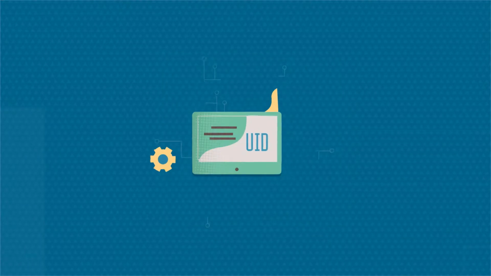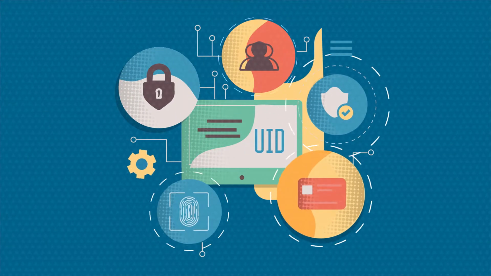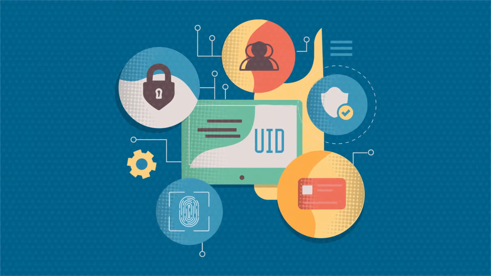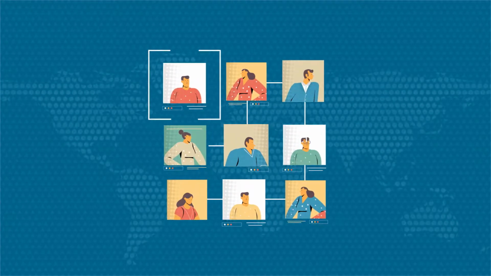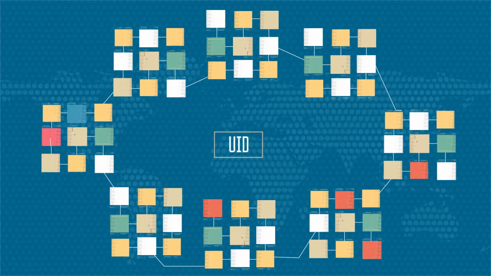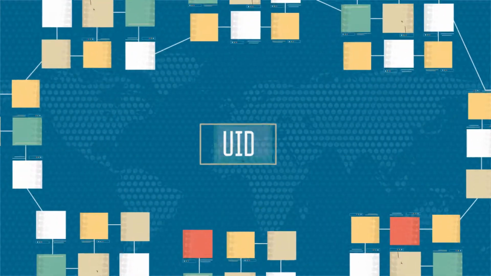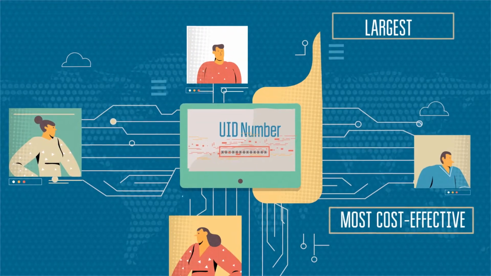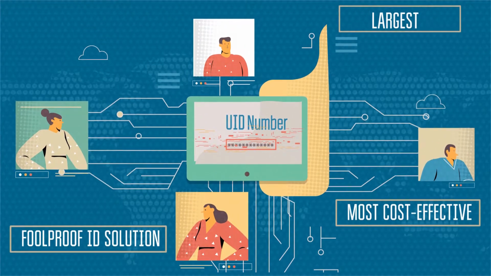What is UID Management System? Unique ID Management System is the next-generation online identity. UID aims to provide a unique identification number to all citizens across a vast and diverse geography. UID is the largest, most cost-effective, foolproof ID solution.